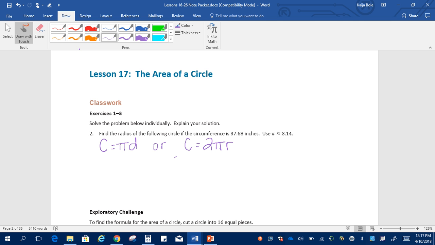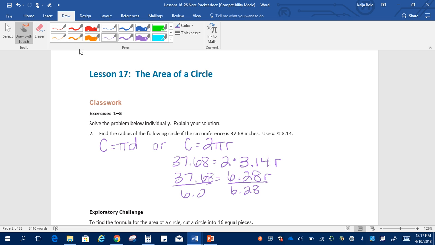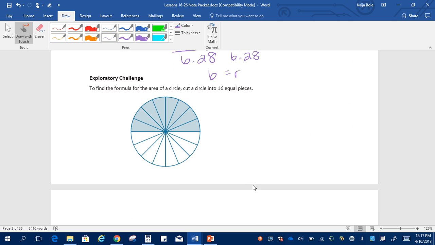So our circumference is 37.68 equals 2 times, our pi is 3.14, and then this is r. When you multiply 2 times 3.14, you get 6.28 r, and this equals 37.68. To solve for r, we divide by 6.28 on both sides, and you get that 6 is r, so our answer would be r is 6 inches. Don't forget your labels.